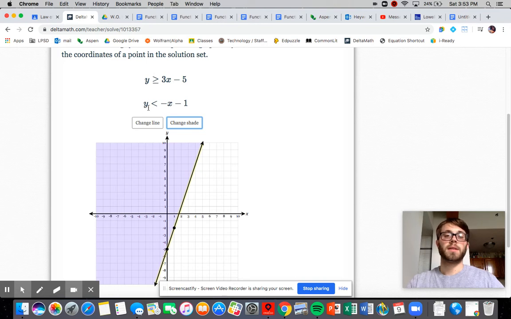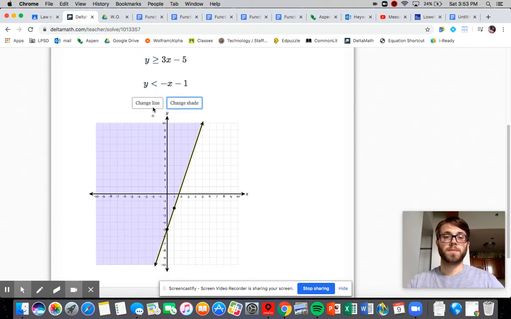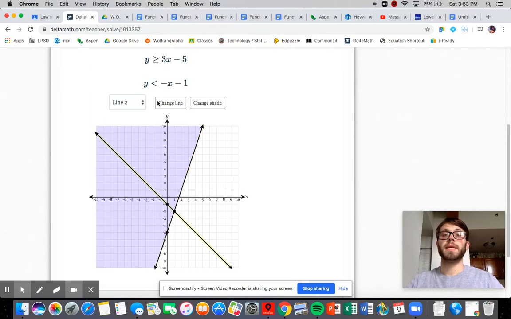Now, let's look at the second one. y is less than -x minus 1. So again, we'll start with the y-intercept of -1. We have a slope of -1, so we go down 1 to the right 1. But this one we need to be careful. It's not an equal to here, it's just a less than symbol. So we do have to make sure that it is dashed.